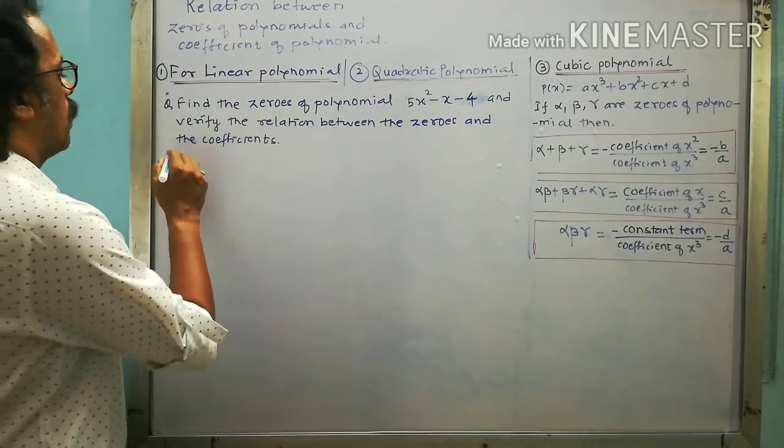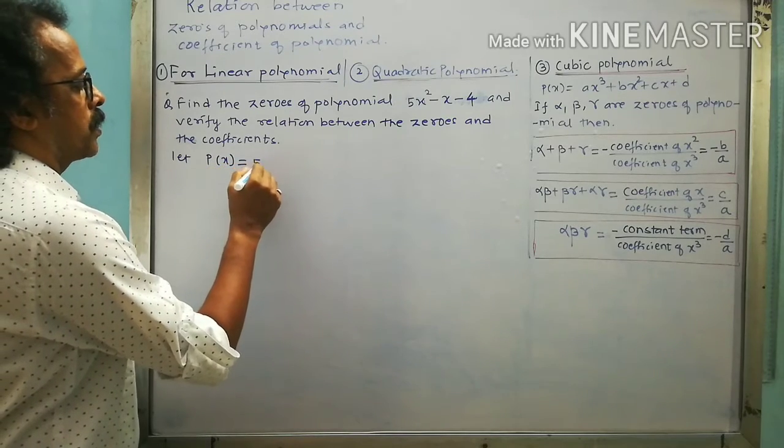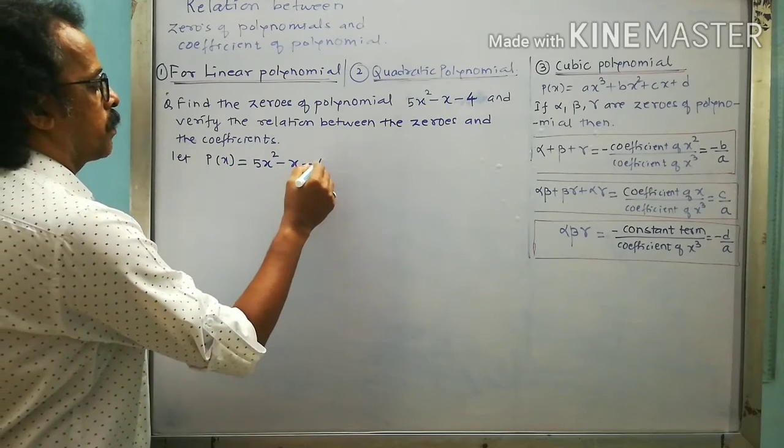Now, given the quadratic polynomial, let p of x is equal to 5x square minus x minus 4.